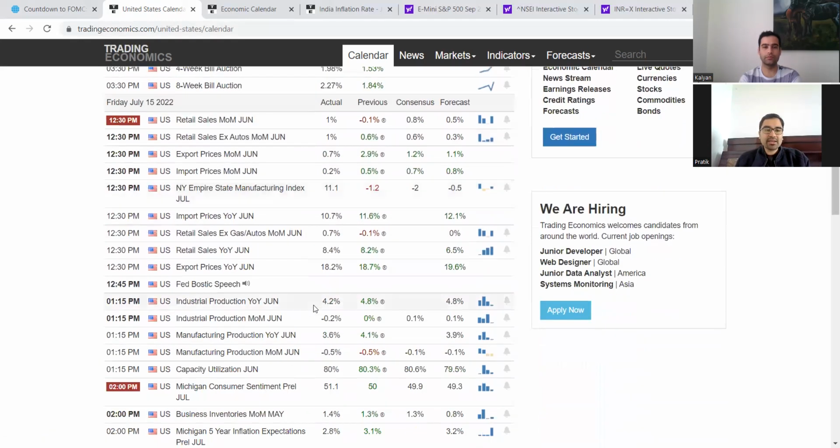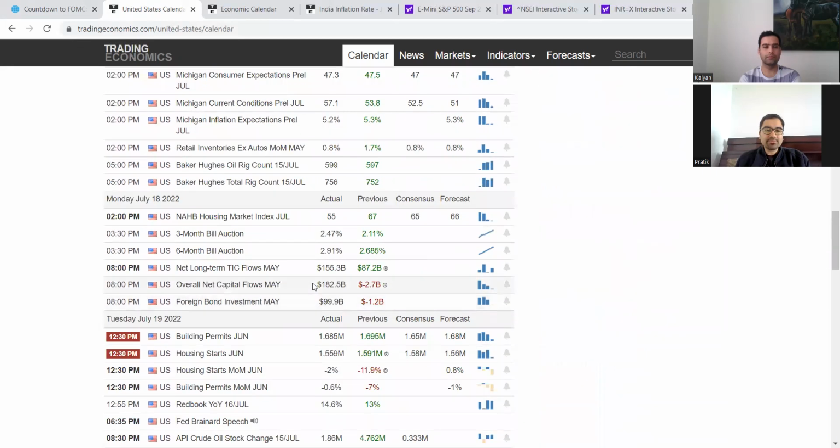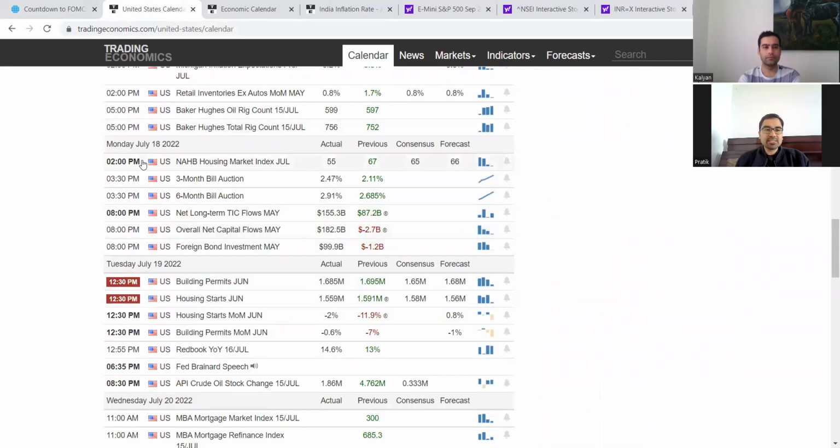But at the same time, if you look at the housing market index, which basically came in on July 18, Monday, that is yesterday, it was lower than expected. The consensus was 65, it came in at 55. Similarly, the building permits, which means how many people are getting permits to build houses, or the housing starts, how many constructions have started. So those numbers were lower than the previous numbers, at least. And the previous number itself was quite low.